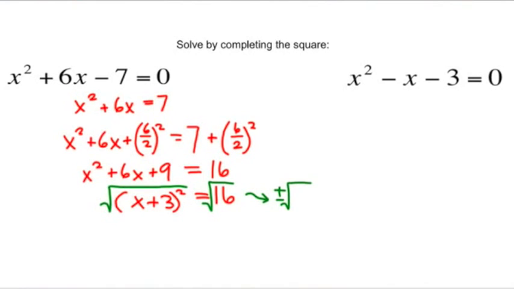So now this tells me that x plus 3 could equal the square root of 16, which is positive 4, or x plus 3 equals negative 4, because again, negative 4 times negative 4 equals a positive 16. So now I have my two solutions. I can set that up as x equals 1 or x equals negative 7. Those are my two solutions through completing the square.